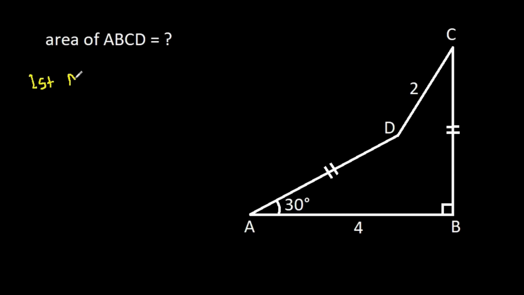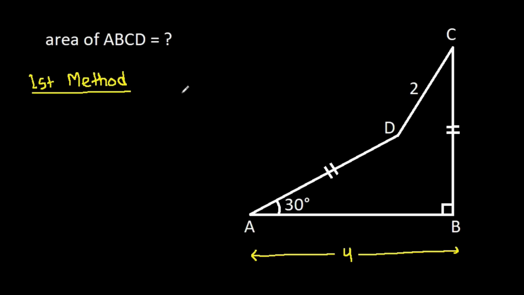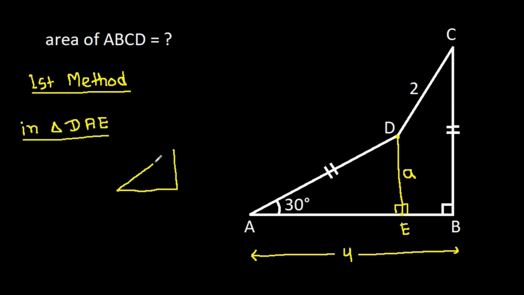So the first method, we have AB is 4, and from point D, if we draw a perpendicular on AB, suppose this point is E and suppose DE is a, then in triangle DAE, this angle is 90 degrees, this angle is 30 degrees, DE is a.